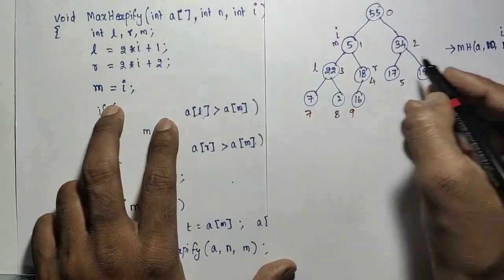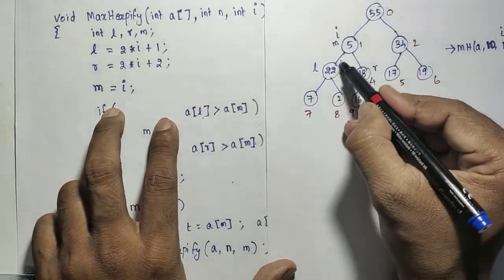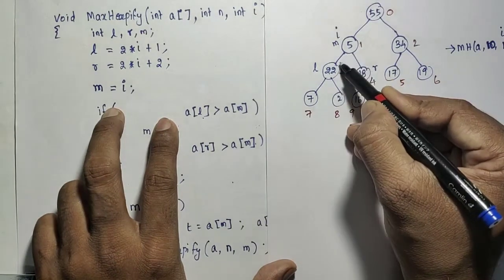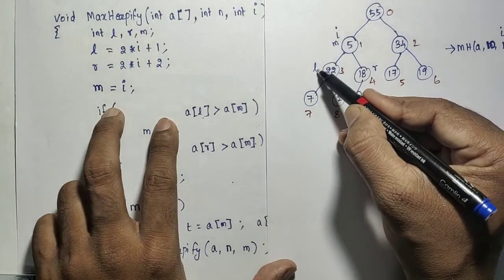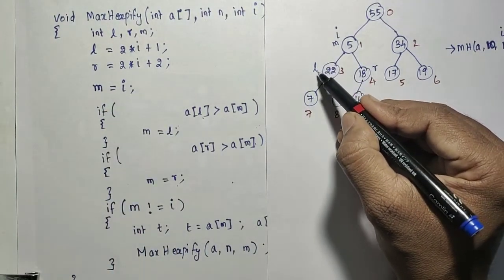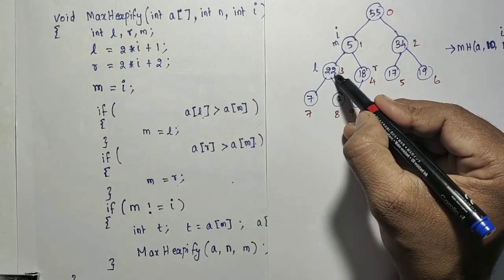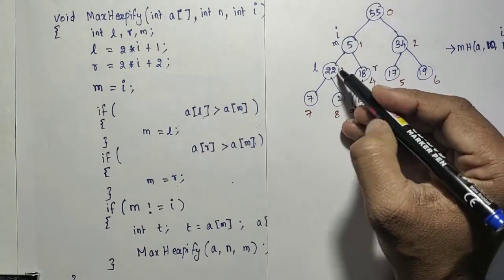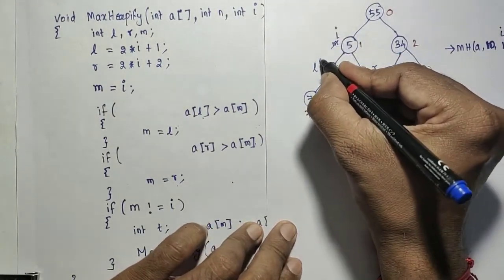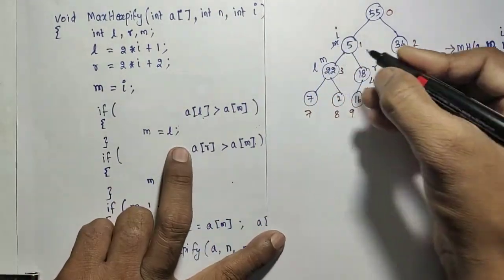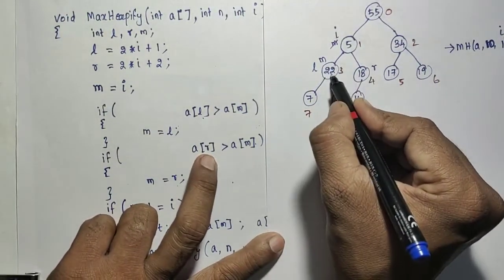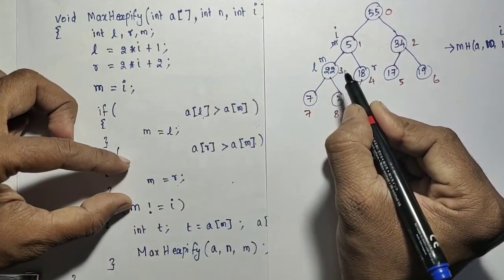Then it will do the comparison on these two, that is M and L. A of L is greater than A of M, so this will be marked as M equals L. Then it will do the comparison of M and R. Between these two, this itself is the maximum, so this will not get executed.